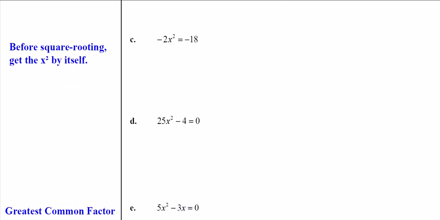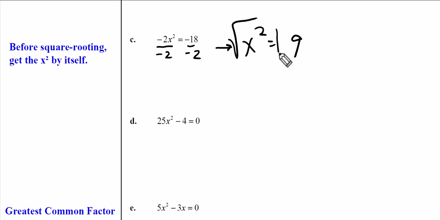For part C, this is looking pretty nice. Let's take care of this negative 2. That gives me x squared is equal to 9. We square root both sides. That gives me a plus or minus. But what's the square root of 9? It's 3. I've said this multiple times, but I want to make sure I'm letting you know how this works out: we pick up a plus or minus when I square root to solve for x.